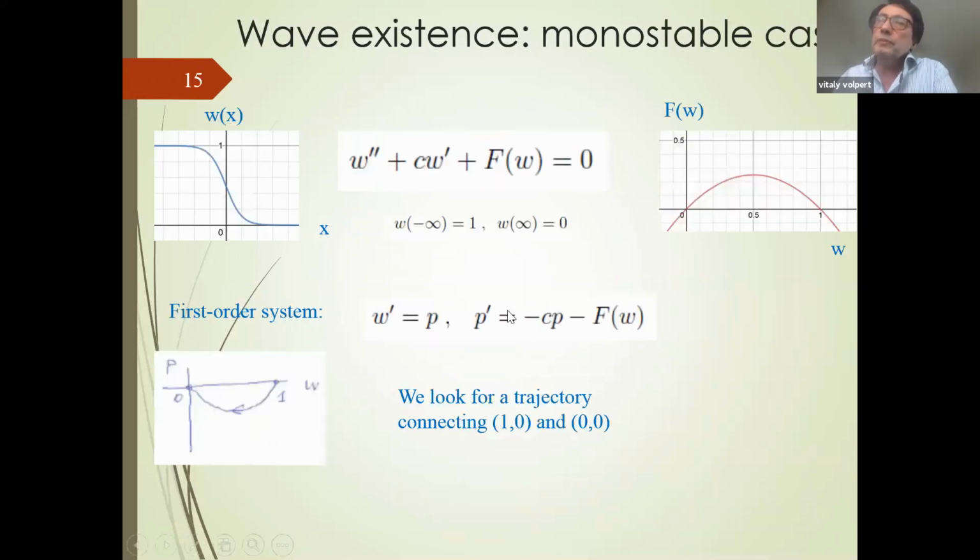We will begin with the monostable case. The function f(w) is shown in the top right figure. It is a positive function on this interval, having 0 at the ends of the interval. And we look for solutions like w(x), a decreasing function of x with limits 1 and 0 at infinity.